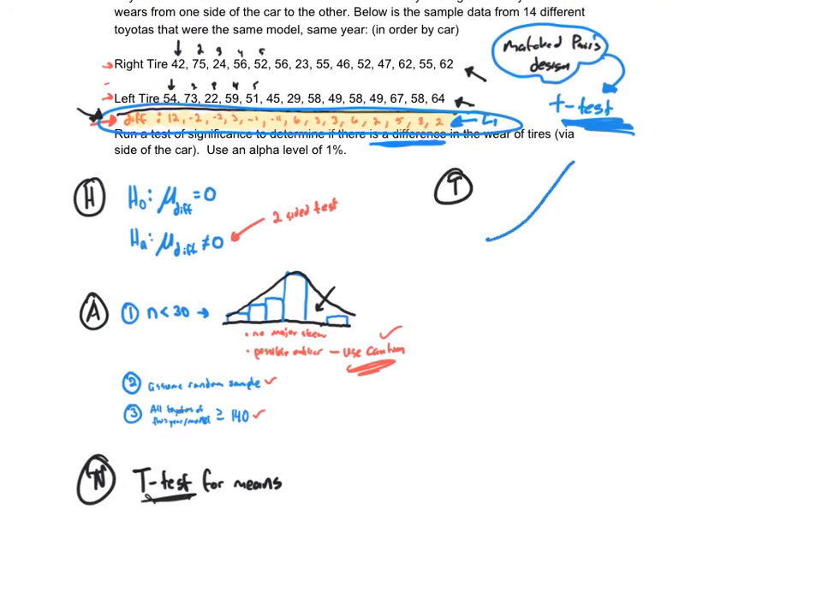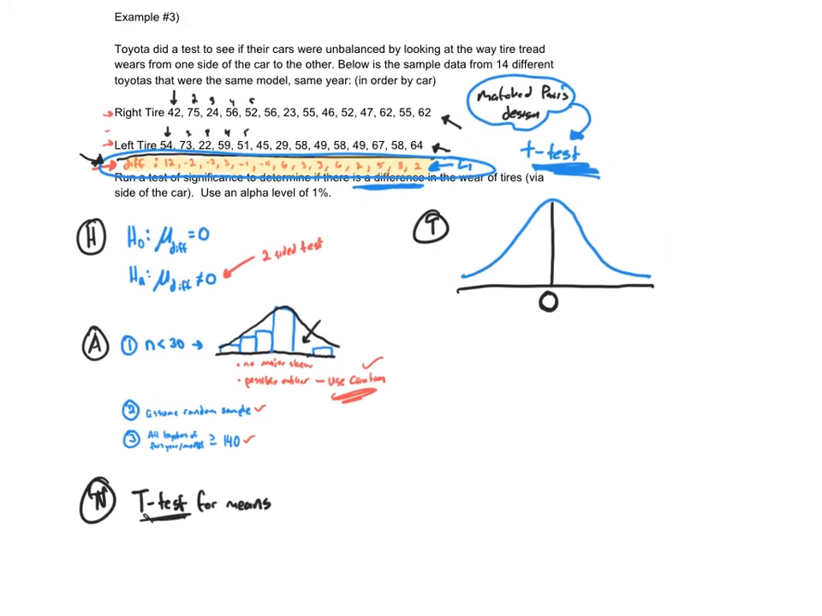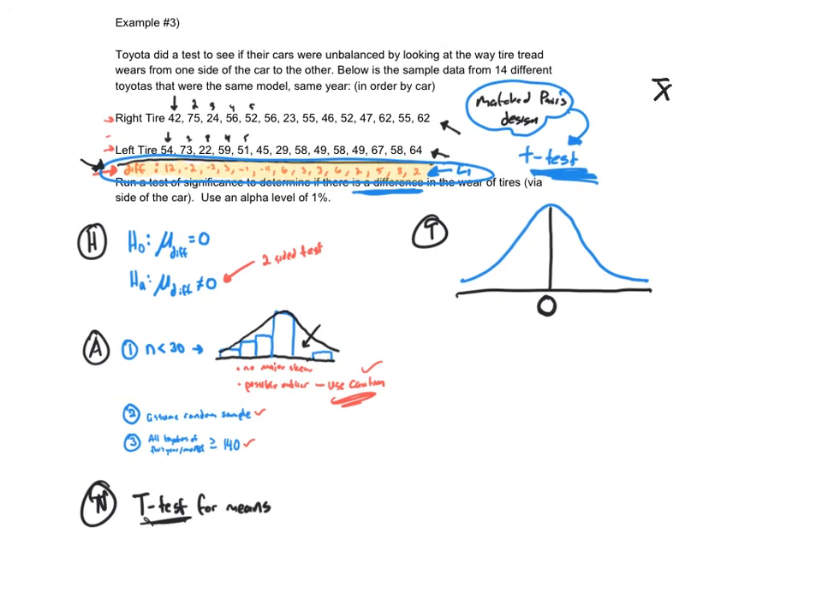The t is draw the t-curve, which looks a lot like my z-curve. We are going to center this around the claim, 0. Every single time we do matched pairs, we are centering around 0. And now we're going to bring in our x bar and our s value. So let me go ahead and get those from the calculator.